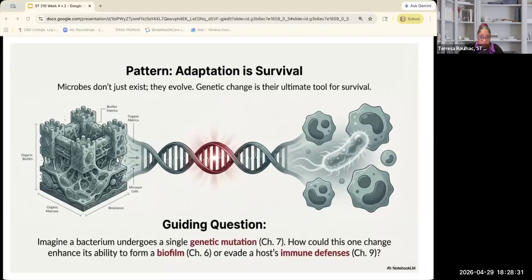We will see the results. We'll see persistent infections. We'll see devices that are hard to sterilize. We'll see infections that do not respond as expected. And those outcomes often trace back to adaptation. One small genetic change can completely change the outcome of an infection.